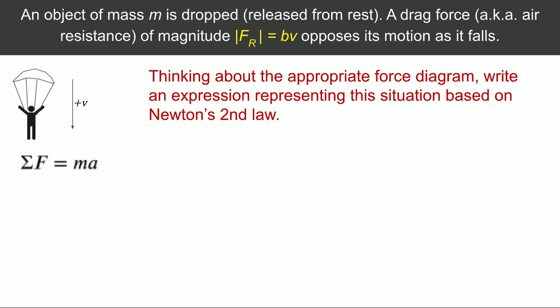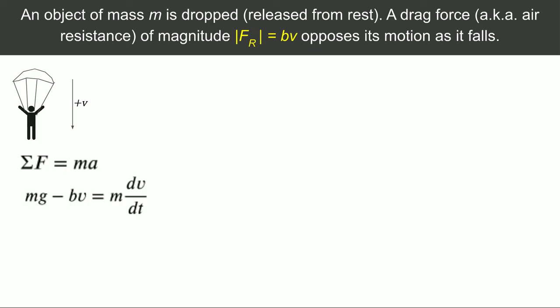So hopefully in your force diagram, you're picturing mg pointing down and this bv pointing up, opposing the downward motion. And so your net force would be mg minus bv. And we'll make that same substitution where we change the a to a differential, dv over dt. And then we'll rearrange the variables, the symbols, so that all of the v's are together on the right-hand side and everything else is on the other side.